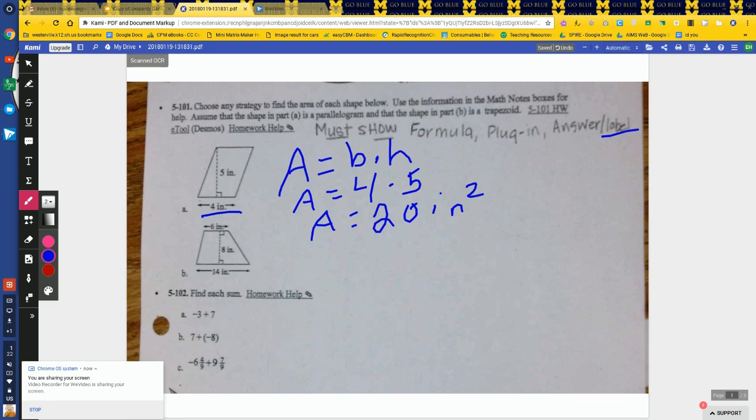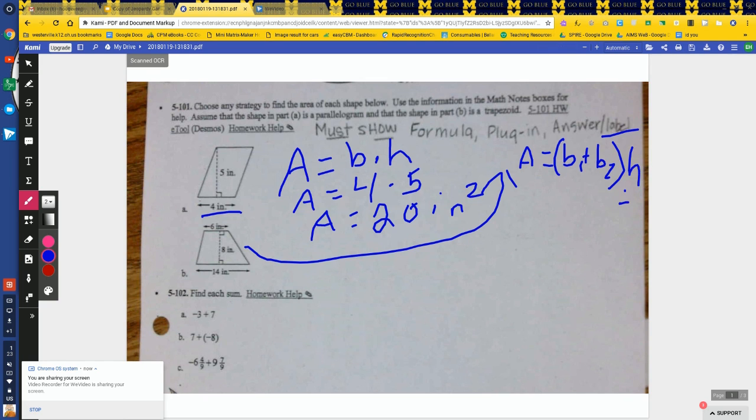Now, the more complicated one that some of you might be on to figure out is the trapezoid. We haven't done these in class as of yet. The formula for a trapezoid is area equals base 1 plus base 2 times the height divided by 2. Kind of ran out of room there.